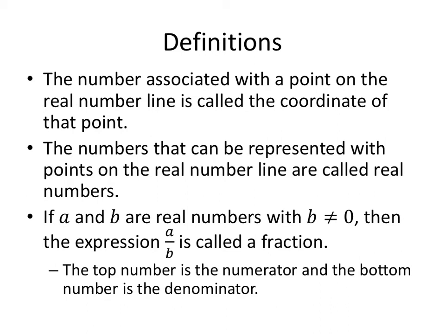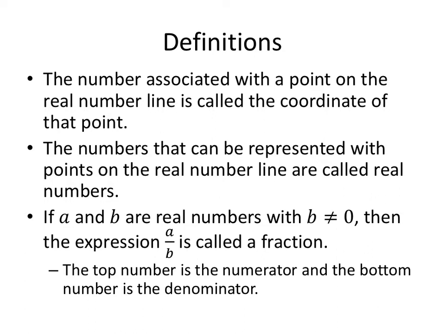The number associated with a point on the real number line is called the coordinate of that point. Right, it's where it's located. Think of it as GPS coordinates, only it's on a number line instead of out in the middle of the desert somewhere. The numbers that can be represented with points on the real number line are called real numbers. And in this class, we're going to stick with real numbers for the most part.